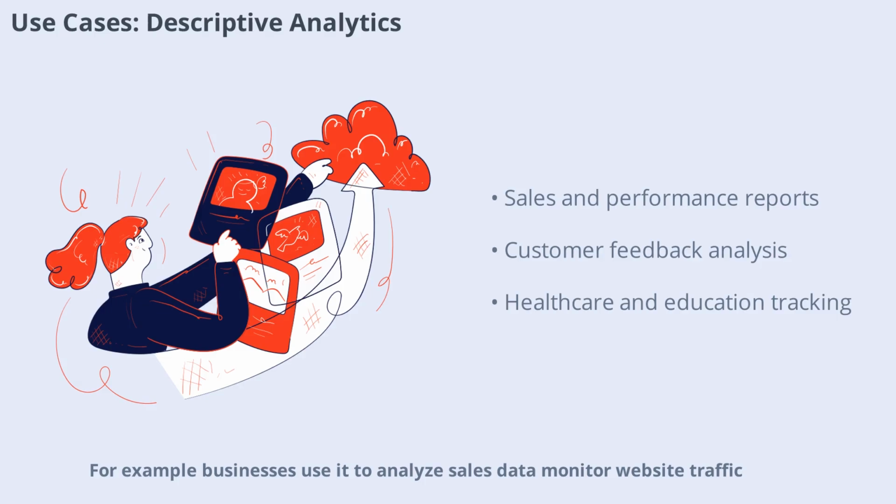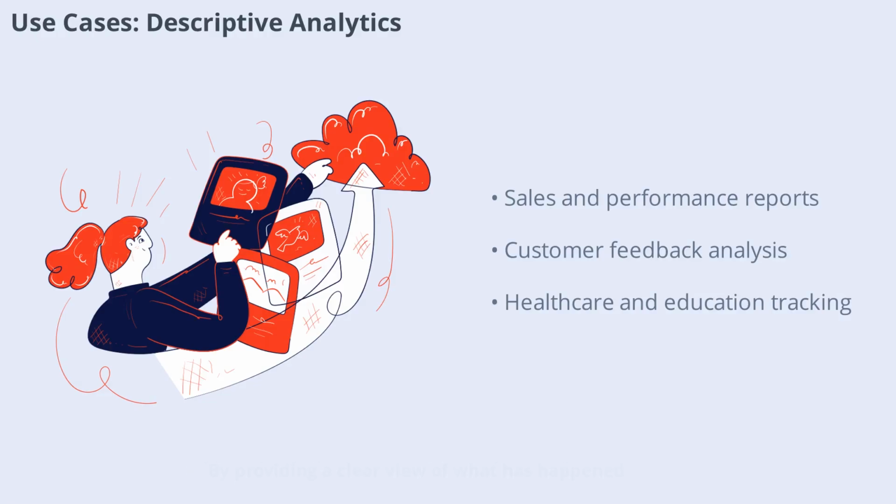For example, businesses use it to analyze sales data, monitor website traffic, and review customer feedback. Healthcare organizations might use descriptive analytics to track patient outcomes, while schools use it to monitor student performance. By providing a clear view of what has happened, descriptive analytics supports better planning and evaluation.